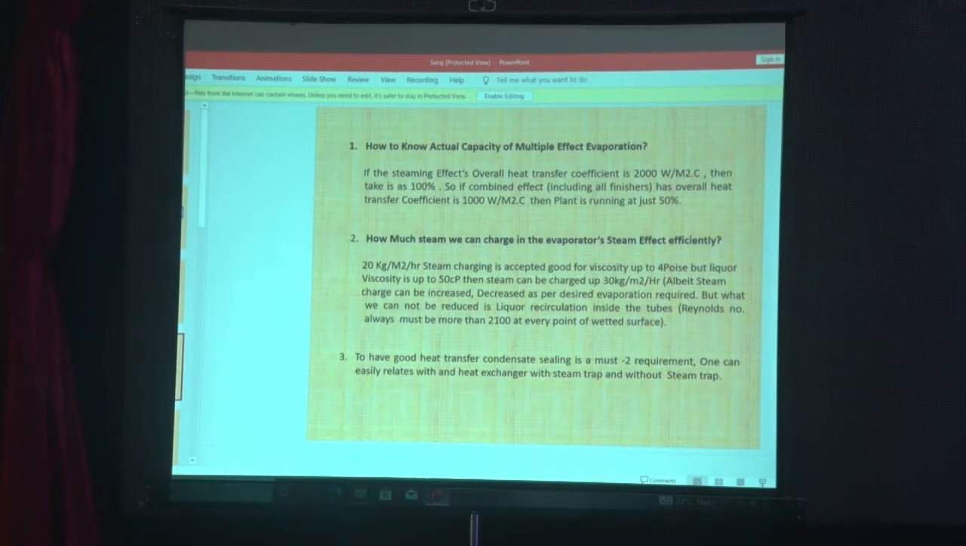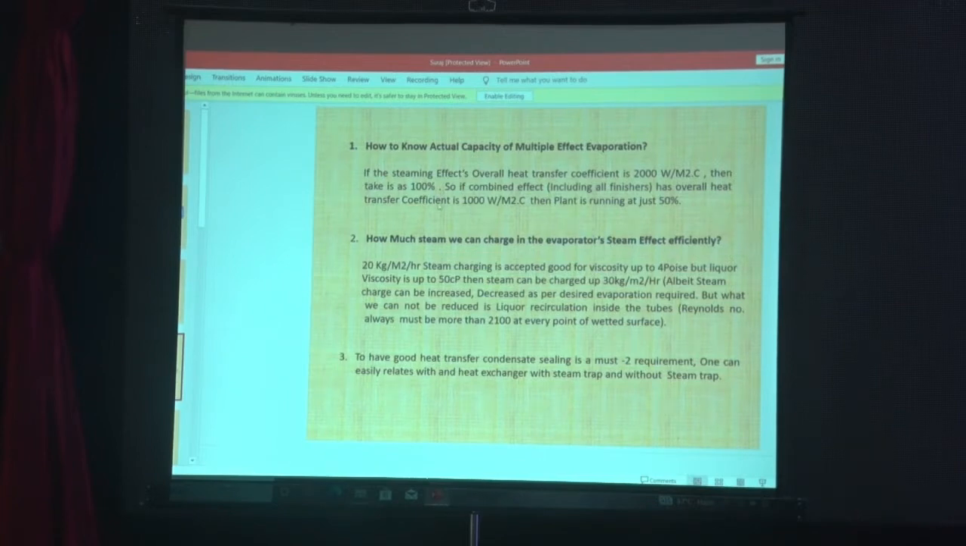So in general terms, I would like to say, if your steaming body, meaning the first effect, has an overall heat transfer coefficient of 2000, then take it as 100% capacity. This is the maximum steam you can charge. Even more than that, you can charge. I will give you the backup if you would like to know. If your first effect overall heat transfer coefficient is only 1000, then your plant is running at just 50% capacity.